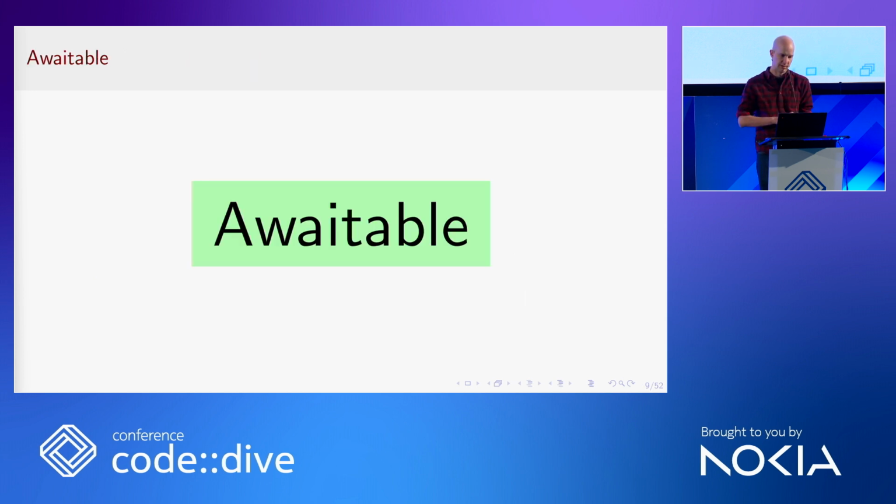The final part is the awaitable. The awaitable is a type that we can use as an argument to the operator co_await. So the operator co_await is the operator that we call whenever we want to suspend a function. And the argument to that operator is of an awaitable type.